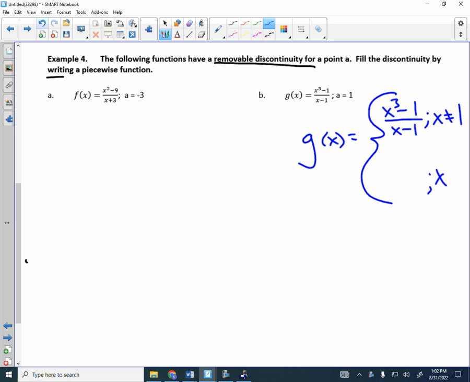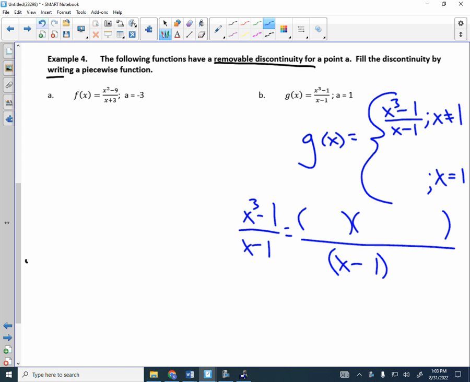But when x is equal to 1, we have to figure out what y value would fill that spot. So in order to figure that out, we have to remove the discontinuity. Do people see how we could factor this to get that to go away? Do you remember how to factor the difference of cubes? So x cubed minus 1 over x minus 1 does factor. Factors to a binomial and a trinomial, and then a binomial on the bottom of x minus 1, obviously.